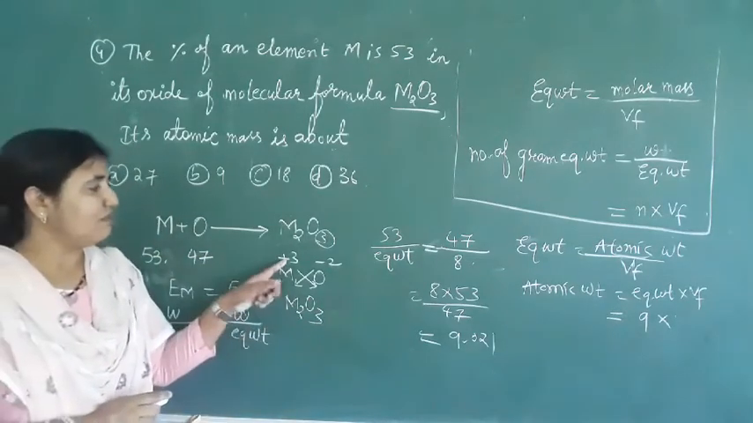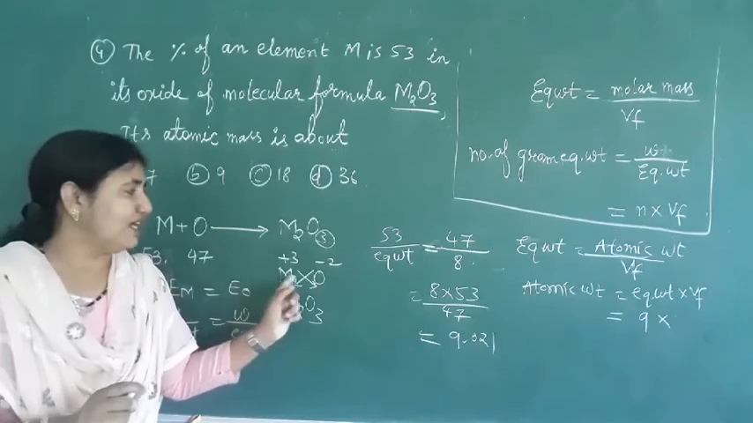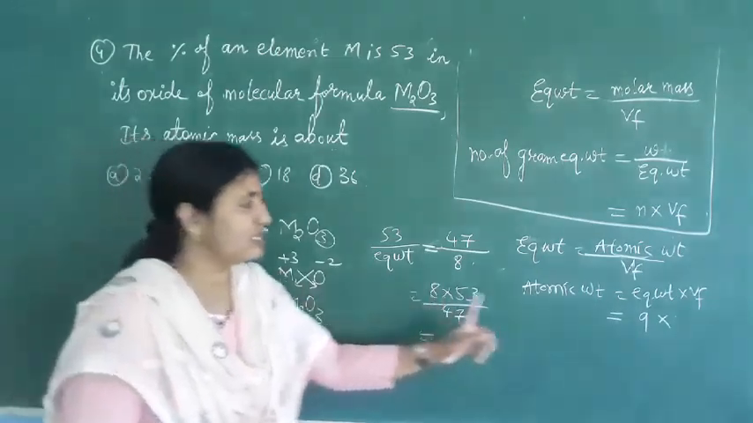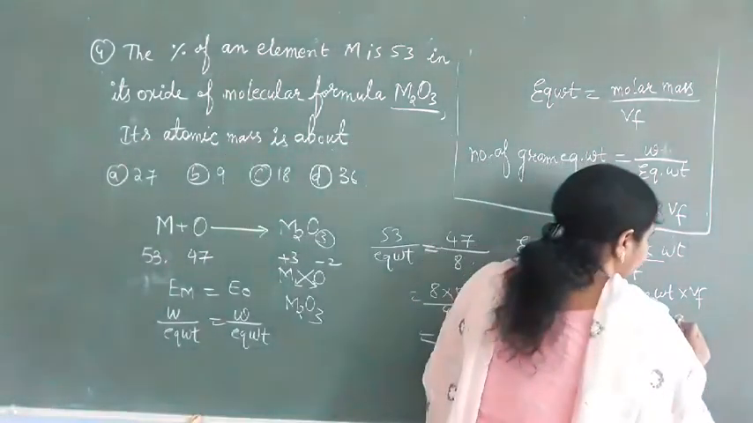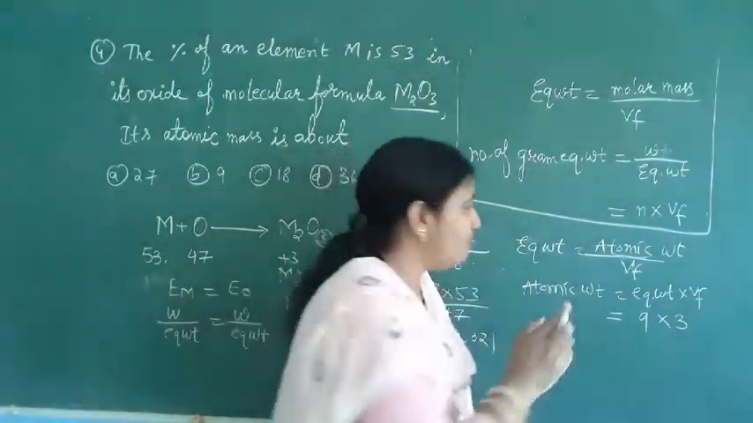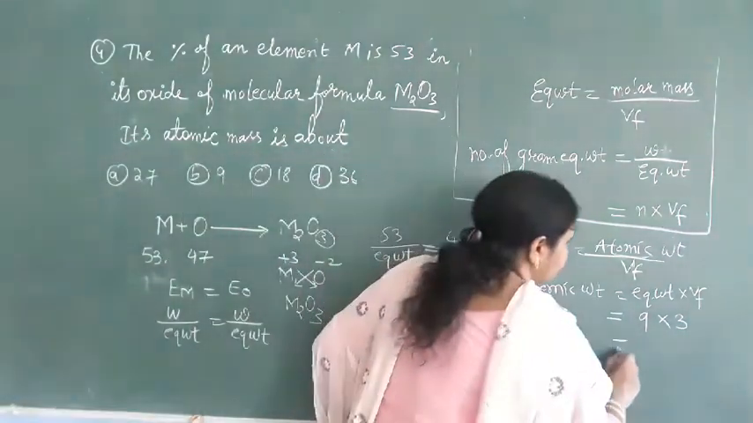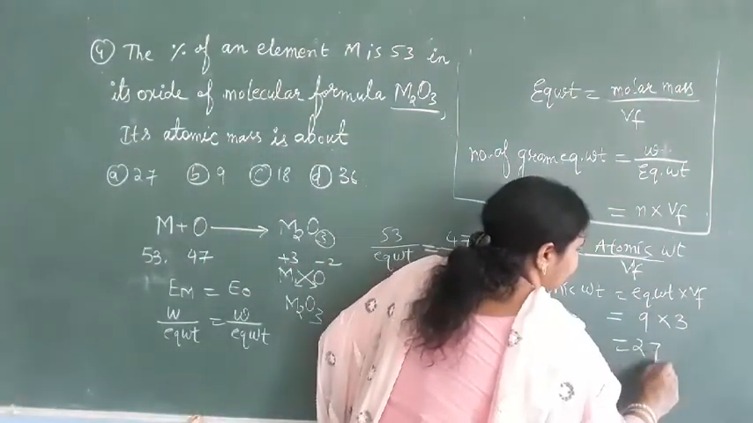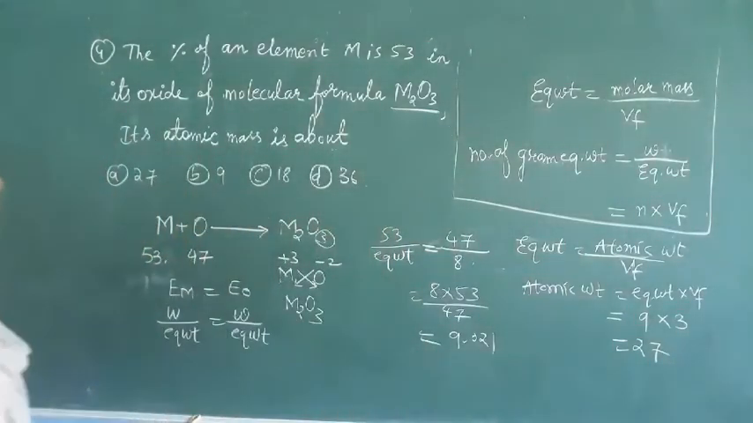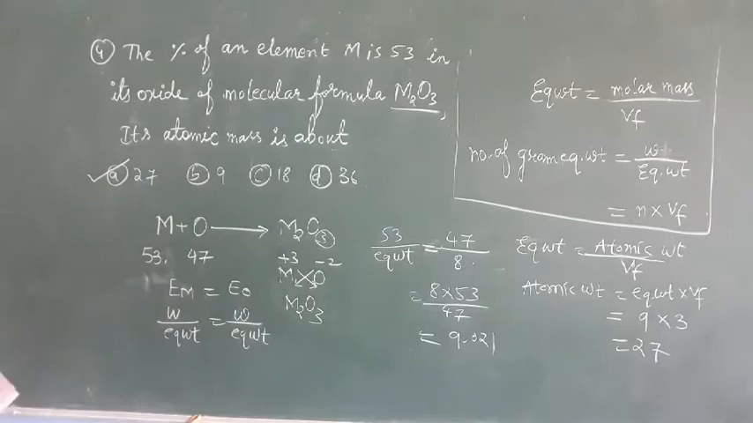So the charge on the metal is what here? Plus 3 here. That is the valency factor of this metal here. So that's why here valency factor is what here? 3 here. Okay, the charge on the metal here, how much it is? Plus 3 charge is there. So that's why here the valency factor is 3 and our answer is 27. Do we have 27 here? Yes, option A is the correct option here.